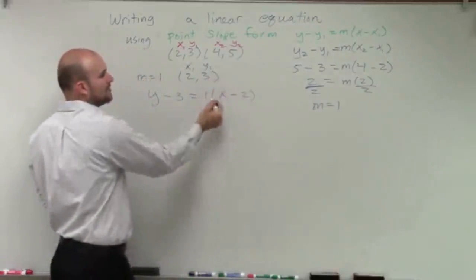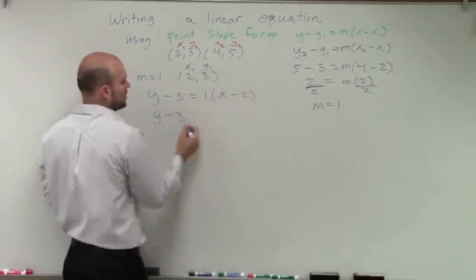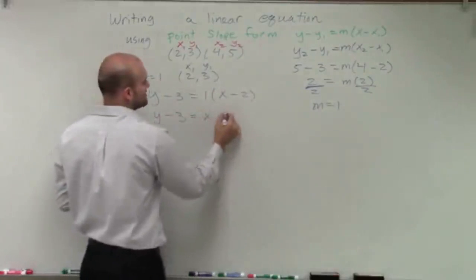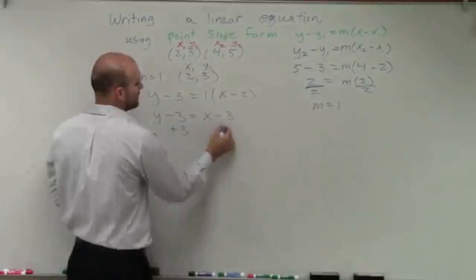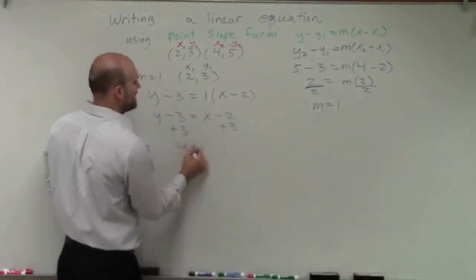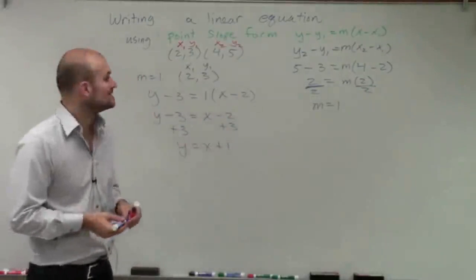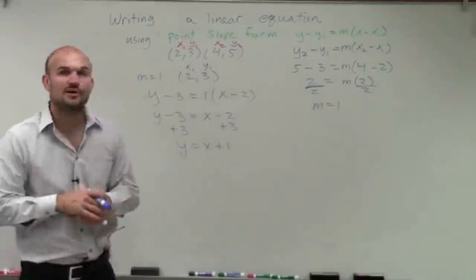Well, applying the distributive property, times 1 is not really going to do much for us, since 1 times anything is going to be what you multiplied it by. So that's going to be x minus 2. And then I'll add 3. That's 1. So therefore, y equals x plus 1. And that is now our equation in slope-intercept form between these 2 points.